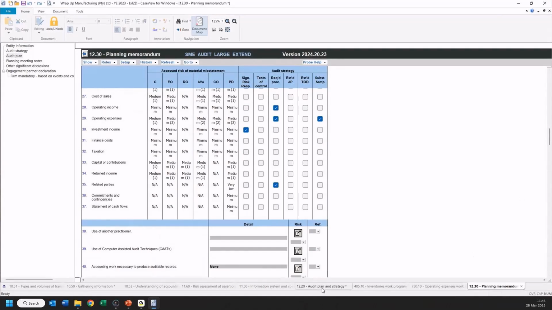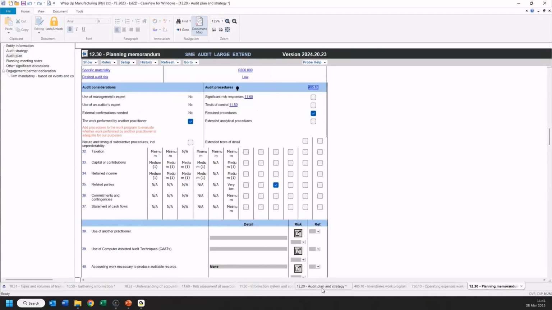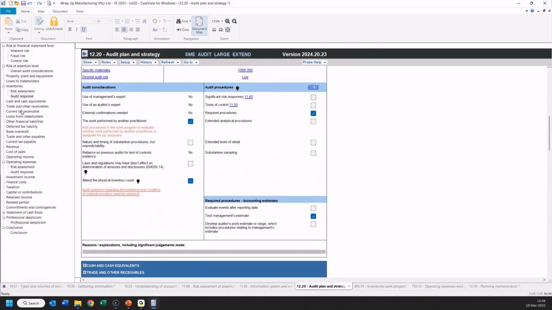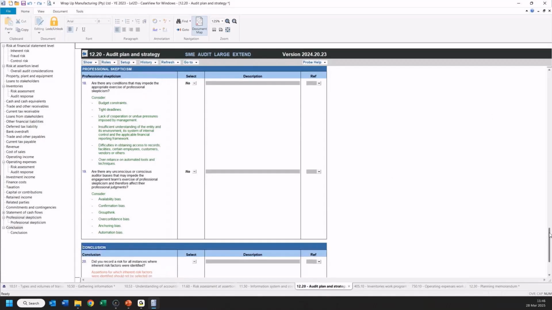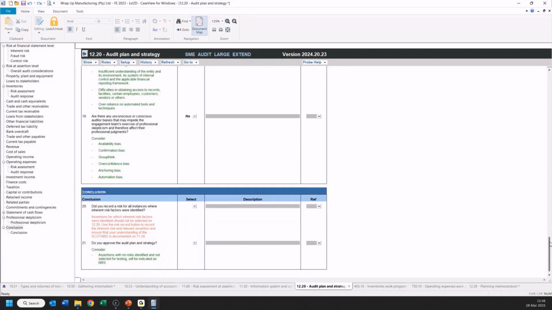There's another point that I need to just quickly point out to you on 1220. Apologize for jumping back and forth now. But having worked through all your sections, please remember to go to the bottom where there are considerations about professional skepticism that also need to be considered. And then next week, we will again talk about this bottom part. But this is effectively saying you stand back for, have you identified all risks? Have you considered all inherent risks? So there it says, did you record a risk for all instances where inherent risk factors were identified? Now, not just identified, but where they were identified to have an impact on the possibility that there may be a material misstatement.